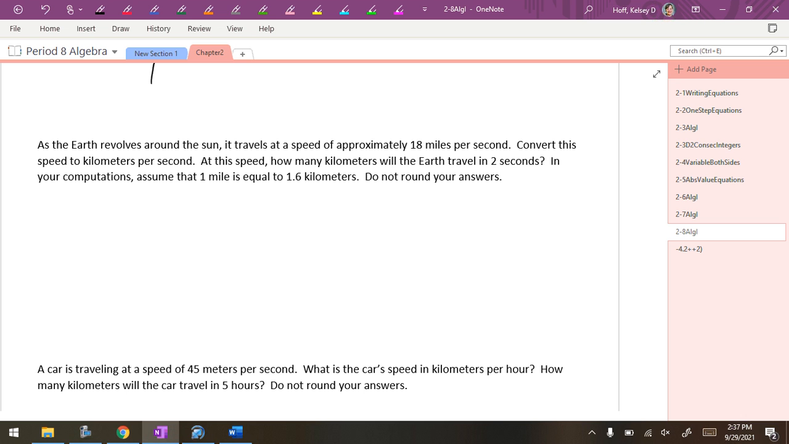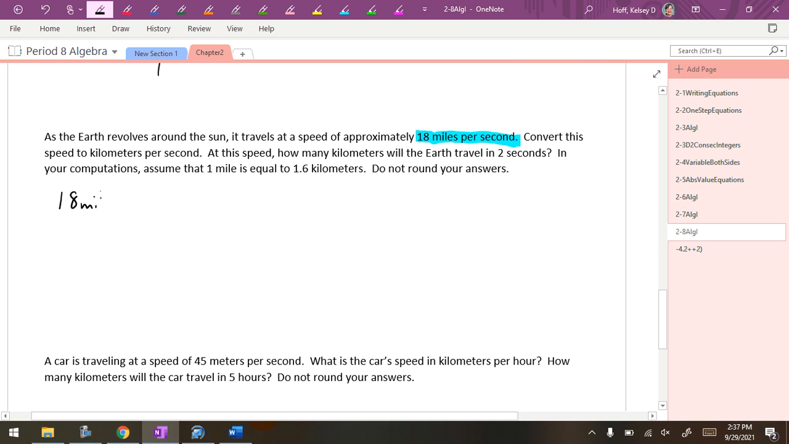Here's where we get a tad more intense. What'd they give us to start with? 18 miles per second. So 18 miles over 1 second. Now, what are we trying to convert it to? Kilometers per second. 18 miles per second.